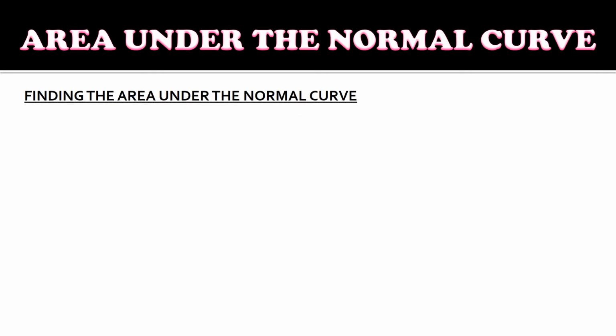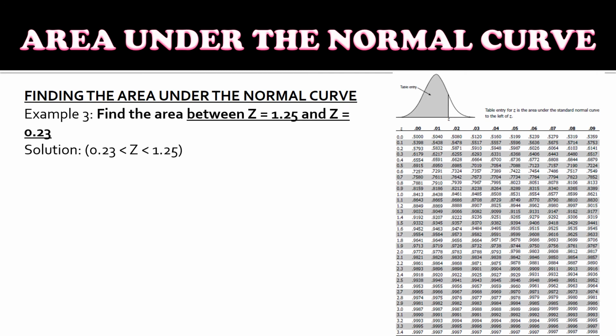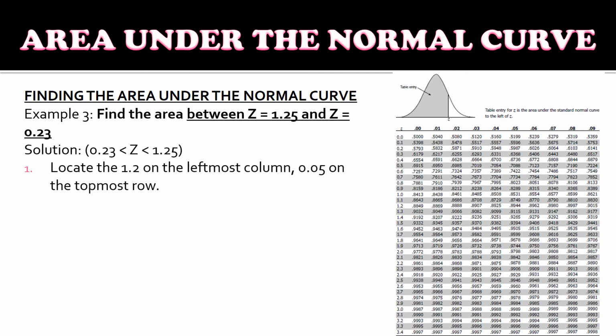Let's have another example. Find the area between z equals 0.23 and z equals 1.25. To write that, z is greater than 0.23 and less than 1.25. Since those are positive values, we'll be using the right side of the z-table. First locate the 1.2 on the leftmost column and the 0.05 on the topmost row to locate the 1.25.